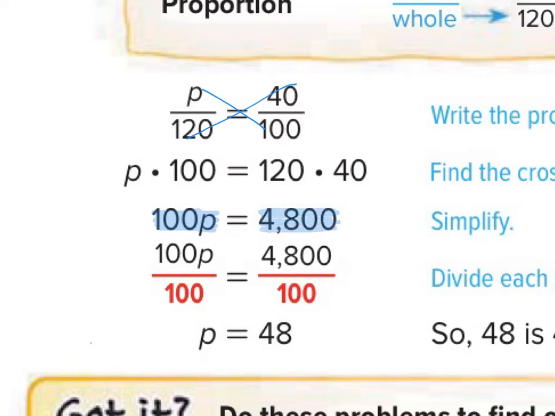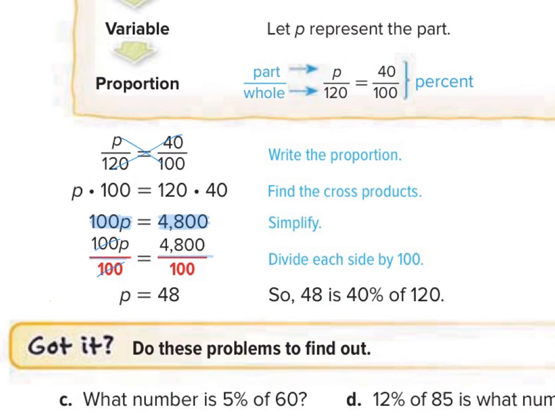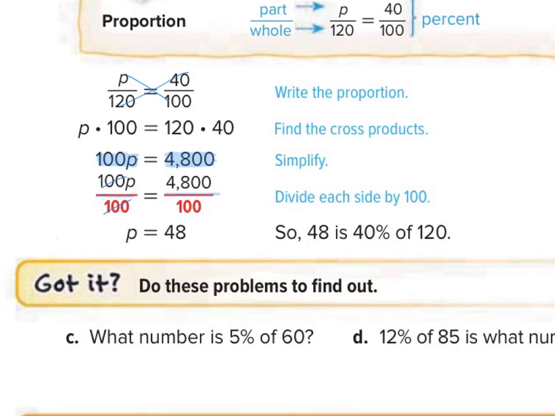And to solve that multiplication equation, you have to divide by the number in front of P, which is called the coefficient. So we're dividing by 100. In algebra, you draw fraction bars to show that you're dividing, and then you put the number you're dividing by as the denominator. So if you take 100P and divide it by 100, the 100s are going to cancel each other out, and you'll have P. And then 4,800 divided by 100 is going to give you 48. So the answer is 48. That's the part. 48 is 40% of 120.